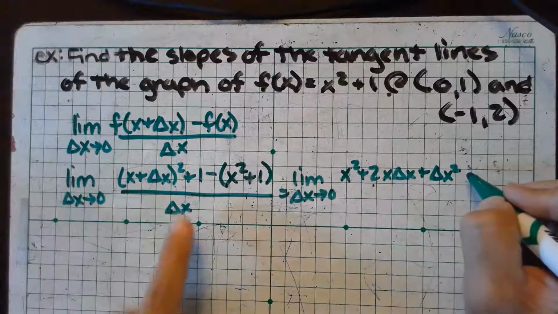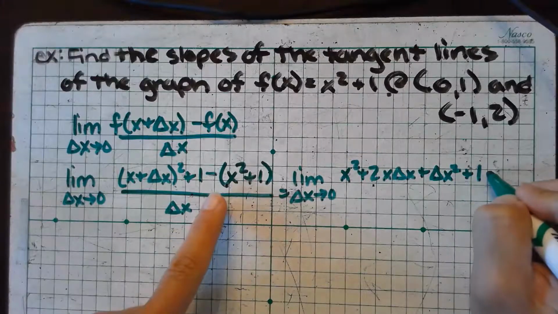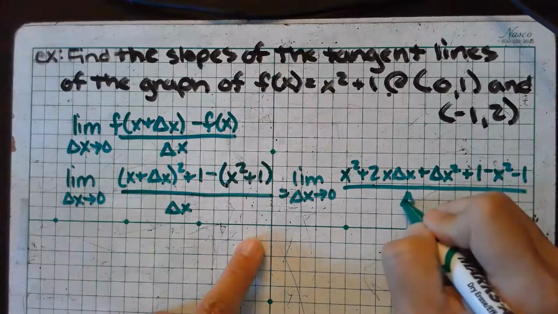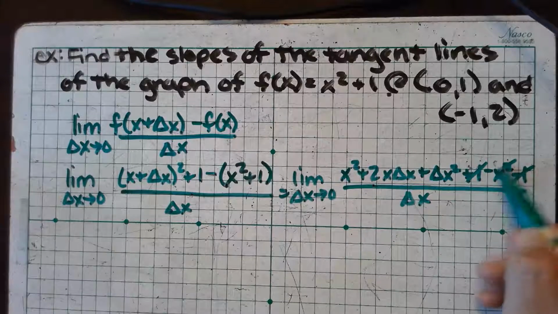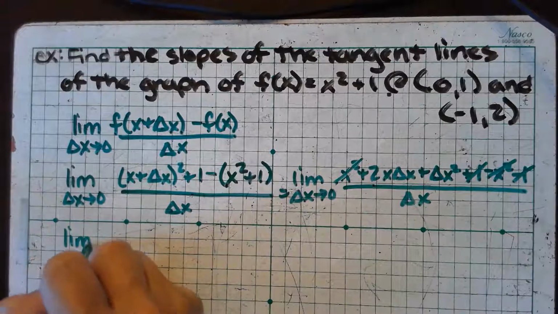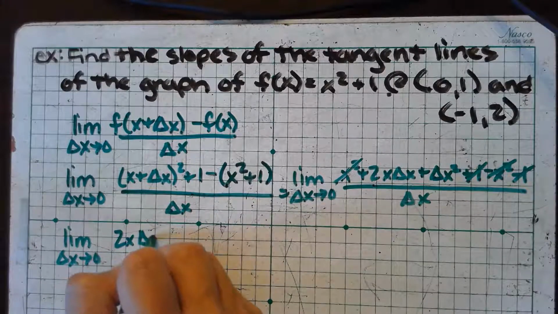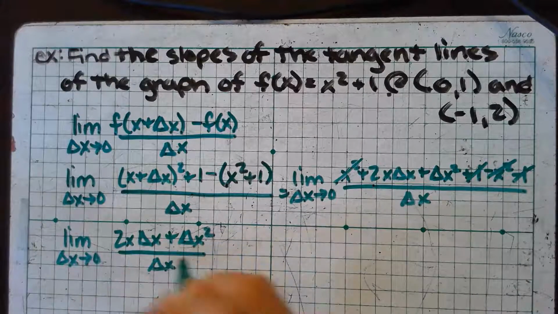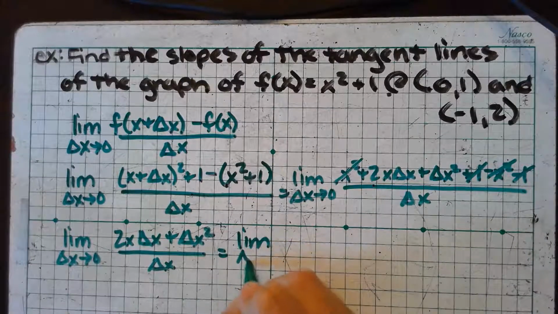All right, plus that 1, and then distribute your negative, so negative x squared minus 1 all over delta x. If I go and reduce, the 1's go away, and the negative x squared and x squared go away. So I'm left with the limit as delta x goes to 0 of 2x delta x plus delta x squared over delta x. Here you'll notice that a delta x factors out of everything.